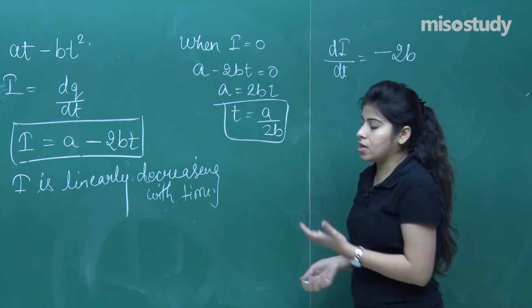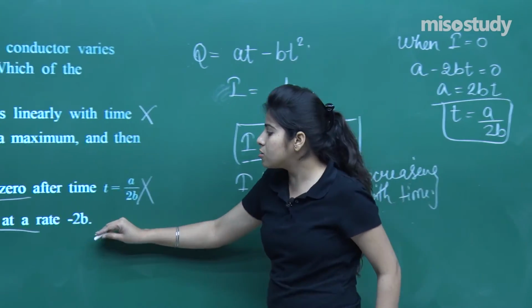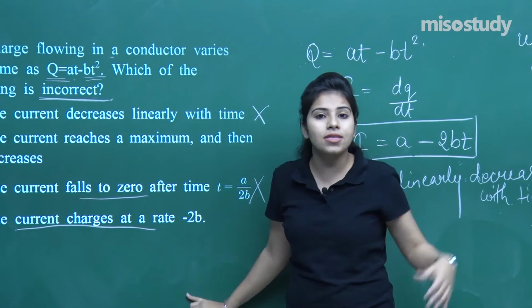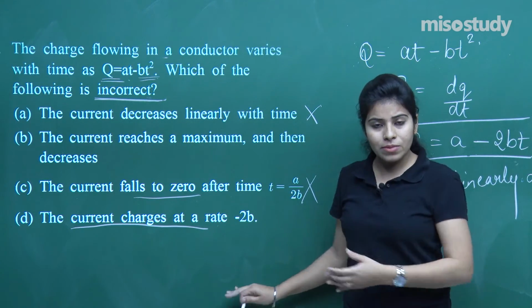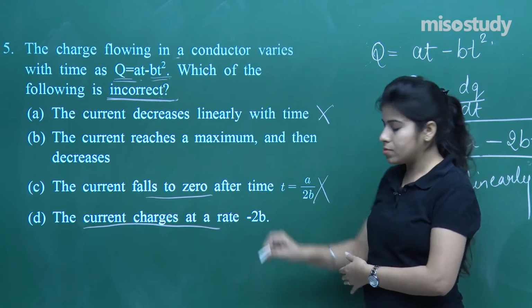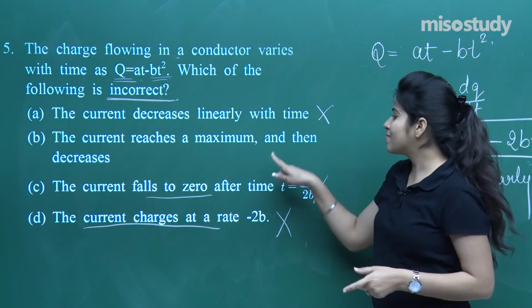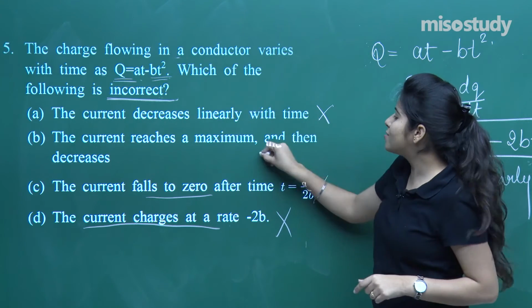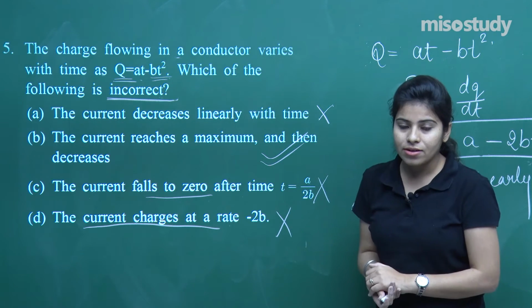Now let me just see. Yeah, I can see that the current changes at a rate minus 2b. This is the option. And also we have seen that di by dt is minus 2b. So that means this is also correct. So that could not be the answer for this question. Only one option left. This should be the correct answer. So let me mark over here, this is the correct answer for this question, right?